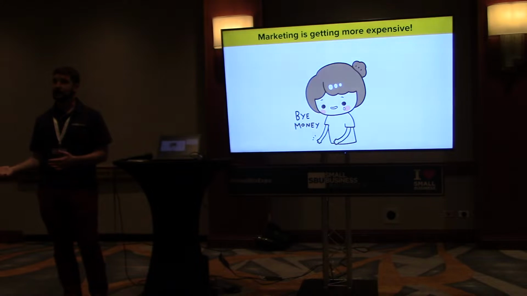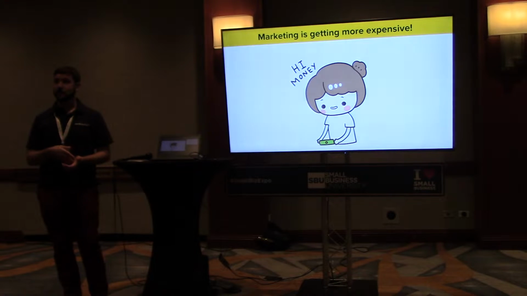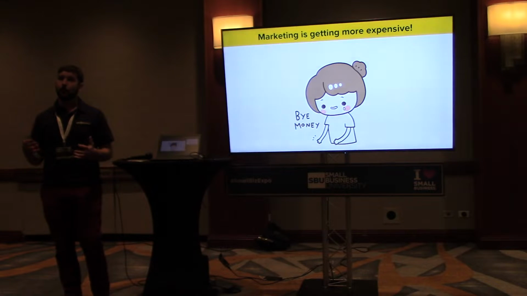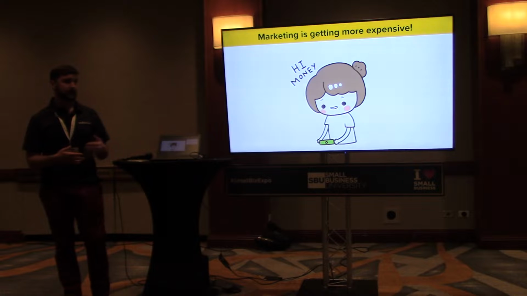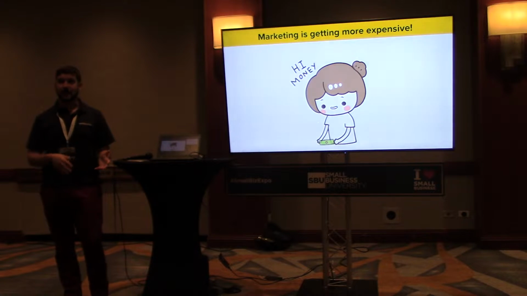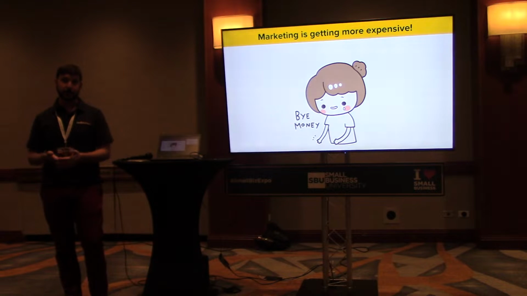Why you guys are probably here is because marketing is getting super expensive. It's going to continue to get expensive as time goes on. More advertisers are going to start joining these networks. Like I mentioned before, there's 4 million people advertising on Google now. That number is going to continue to increase. As more advertisers join, the costs per click are getting higher.